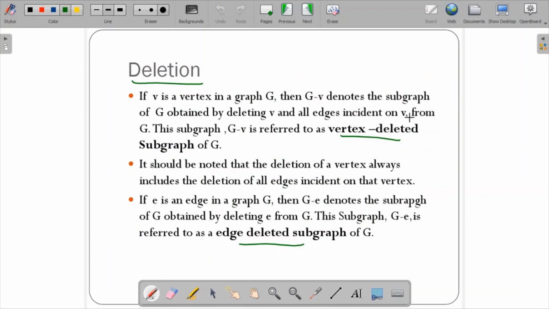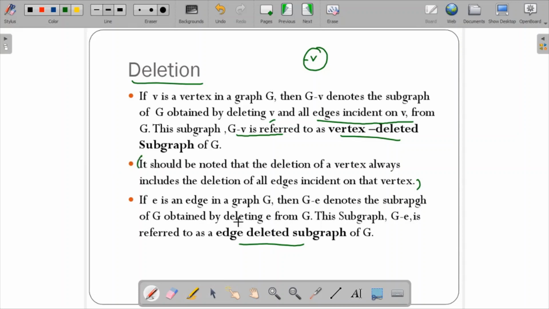So if V is a vertex in a graph G, then G minus V denotes the subgraph of G obtained by deleting V and all the edges incident on V. So same definition I told. From the main graph, if you delete one particular vertex, whatever edges are connected to, incident to, that particular vertex will be deleted. This graph is represented as G minus V, and the graph is called the vertex deleted subgraph of G. It should be noted that the deletion of a vertex always includes deletion of all edges incident on that particular vertex, as I told in the figure.